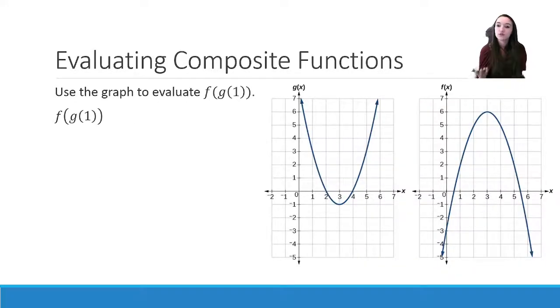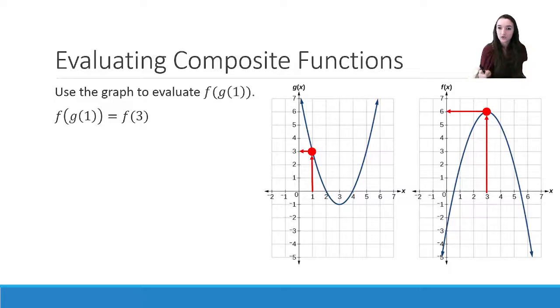Now, what about if we're looking at a graph, though? If I want to use the graph to evaluate f of g of 1, and here I have graphs of both f and g, first I'm going to start by looking for x equals 1 on my innermost function. Here, that would be g. So I'm looking for x equals 1 on the graph of g, and then I follow it up and see what g is. Well, g is 3 when x is 1. So g of 1 is 3.